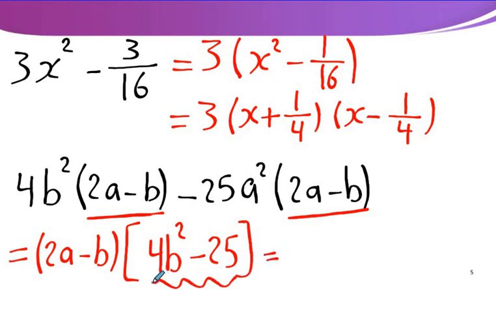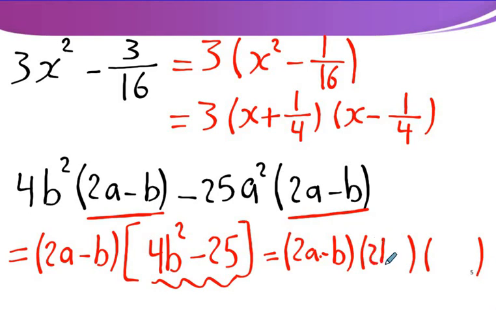This is difference between two squares, so you should factorize it. Write 2a minus b first and factorize the difference between two squares. 4b squared will be 2b and 2b. 25 will be 5 and 5. Here positive and here negative. Another example.